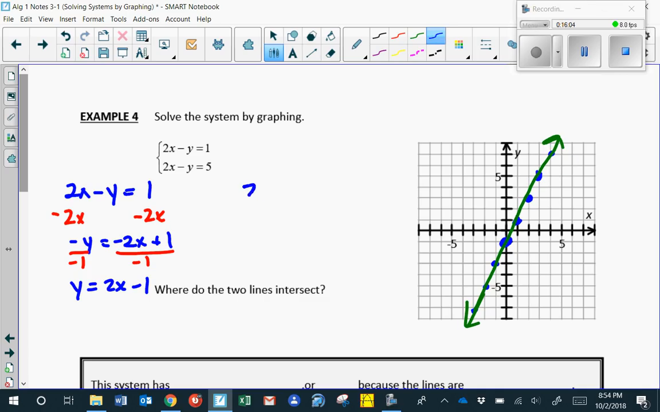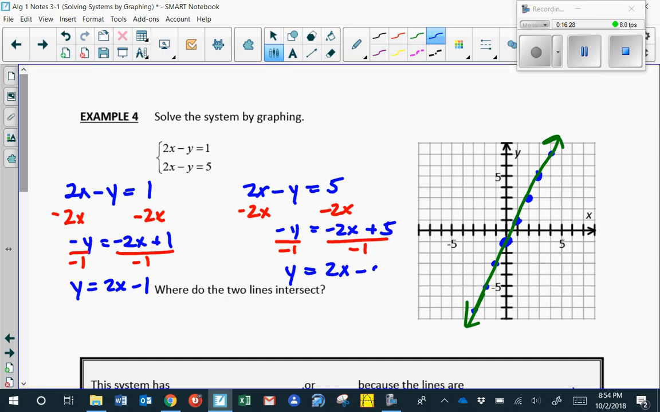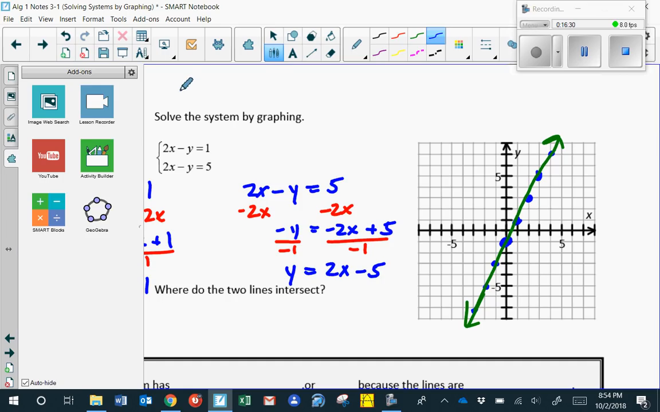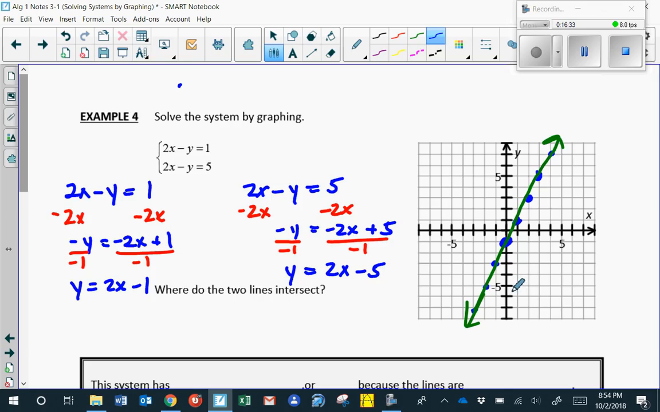The second equation is 2x minus y is equal to 5. If I subtract 2x from both sides of that equation, we have negative y is equal to negative 2x plus 5. Dividing through by negative 1, we have y is equal to 2x minus 5. That graph has a y-intercept of negative 5 and a slope of 2.